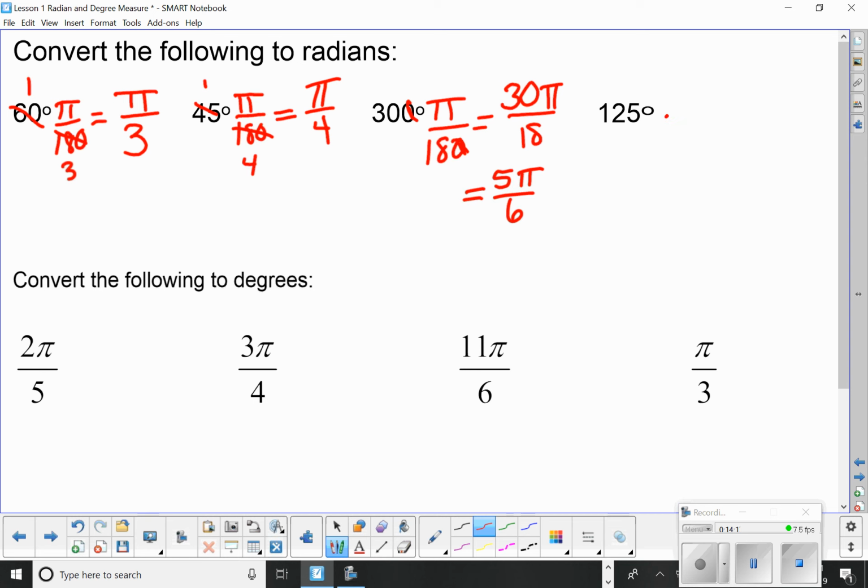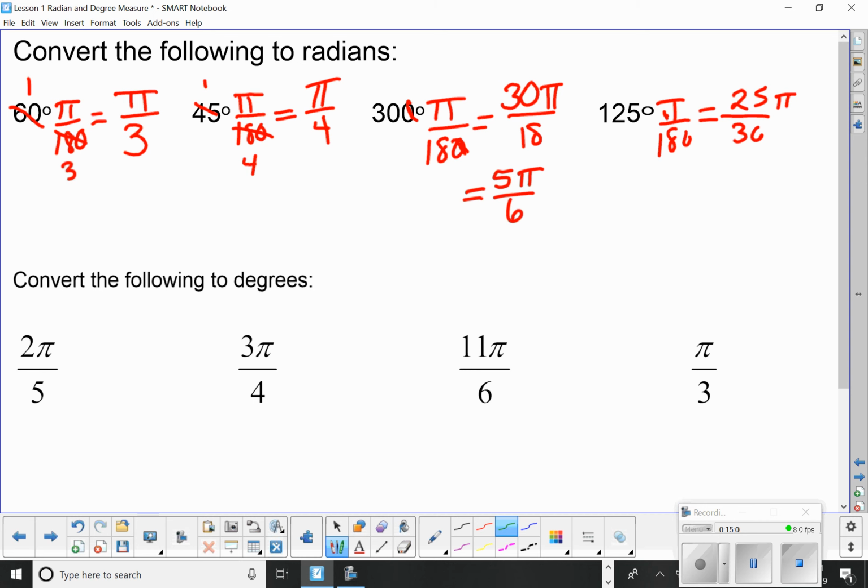125 times pi over 180. You should notice that 125 and 180 are both divisible by 5. And so 5 will go into 125 25 times. 5 will go into 180 36 times. So you get 25 pi over 36. Okay, going from degrees to radians, multiply by pi over 180.